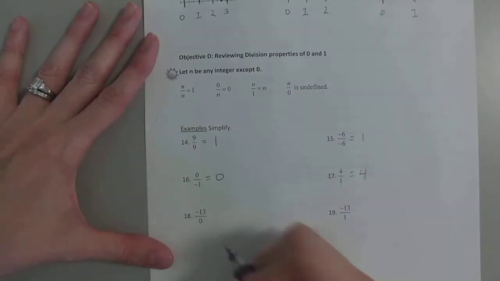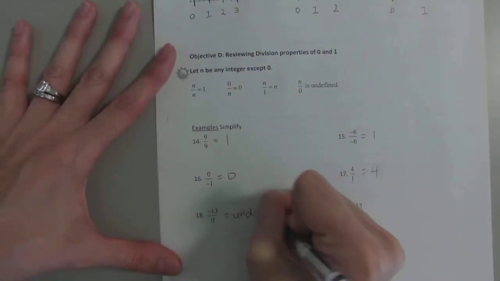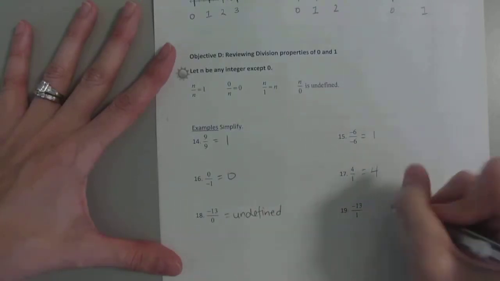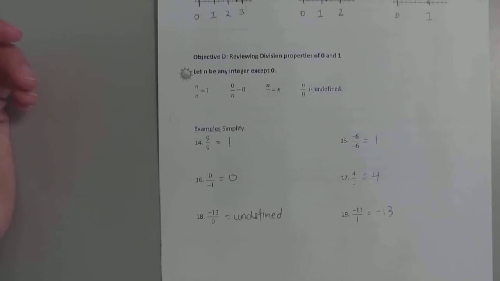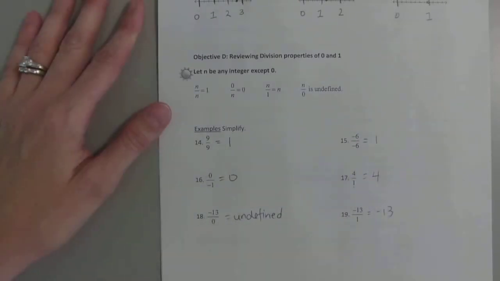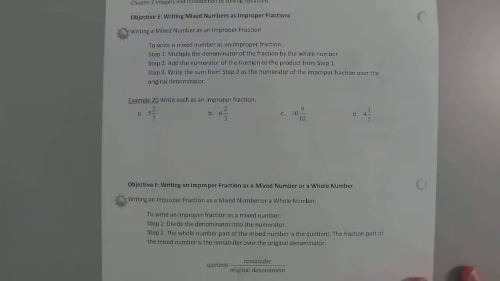What's 9 over 9? 1. What's negative 6 over negative 6? 1. What's 0 over negative 1? 0. What's 4 over 1? 4. What's negative 13 over 0? Undefined. Yeah, didn't trip you guys up. I love it. And then negative 13 over 1? Negative 13. Remember those rules, right? A negative divided by a positive, all that stuff.